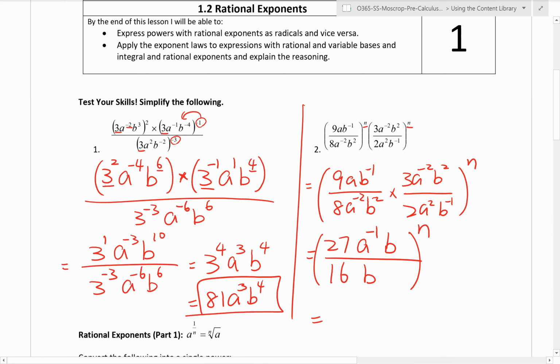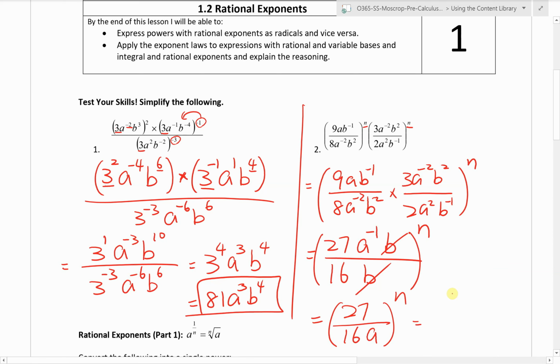Okay, now from here, what we can do is, you can see the b's will just simply cancel out, right? Because just b each, it's gone. Now a to the negative 1, it's a negative exponent. So recall what we can do is we can simply move it to the other side of the fraction, right? So it was on the top, now we move it to the bottom. We still have the n outside as the exponent.